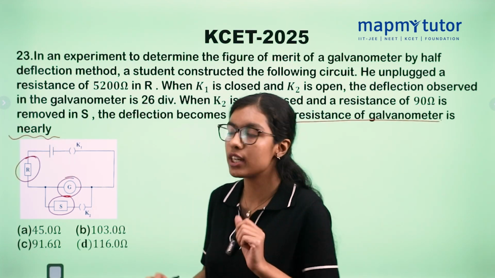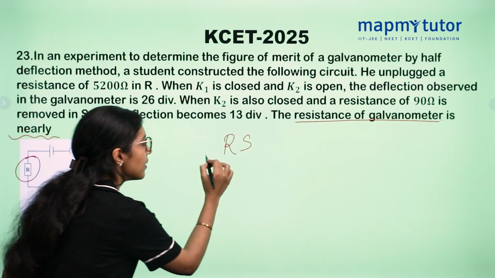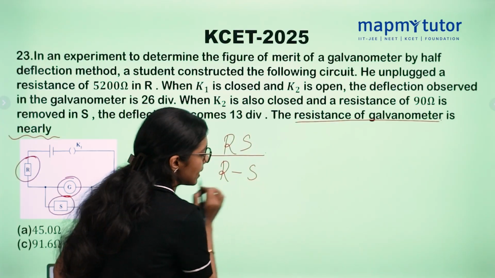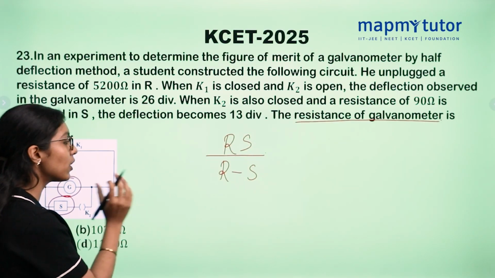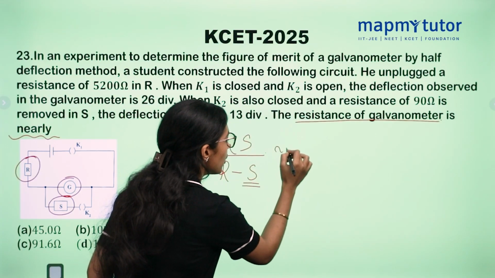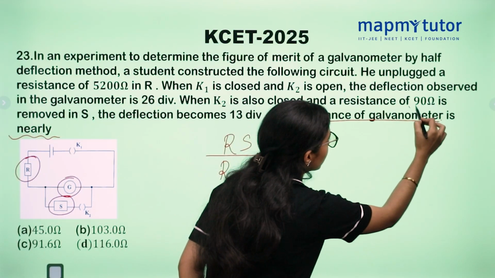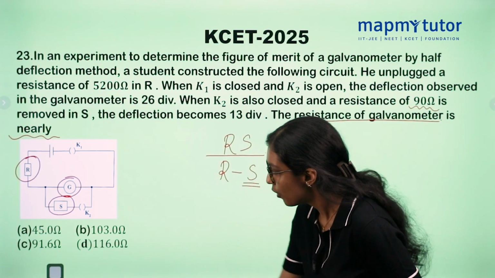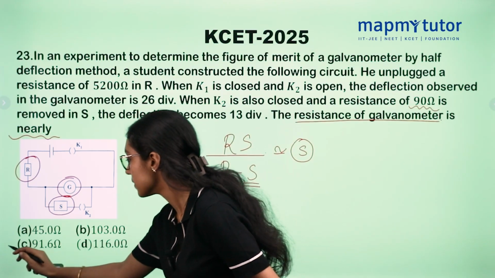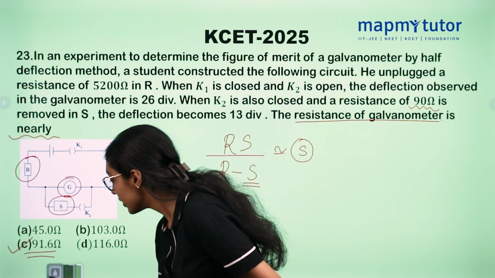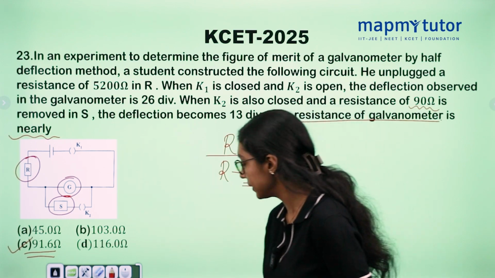Now a very easy trick to do such questions is, we know the formula RS divided by R minus S. Now here, always remember, your answer will be close to your shunt resistor. So what is the value of shunt resistance that is given? 90. Now come to your options: 45, 103, 91, 116. So your correct option comes out to be option C. So it's a very simple question. With a very small trick, in a smart way, you can solve it.